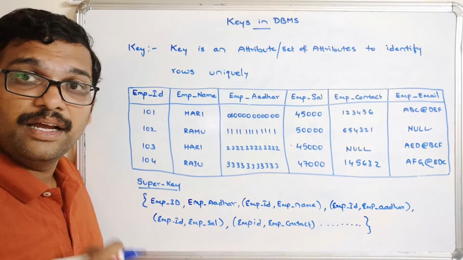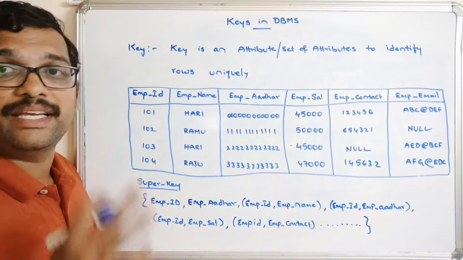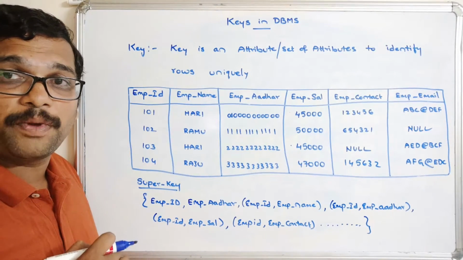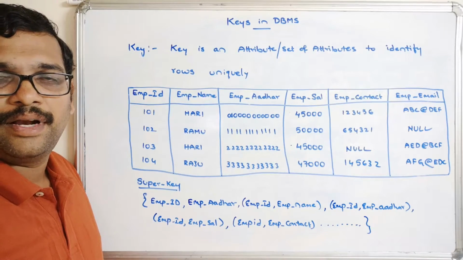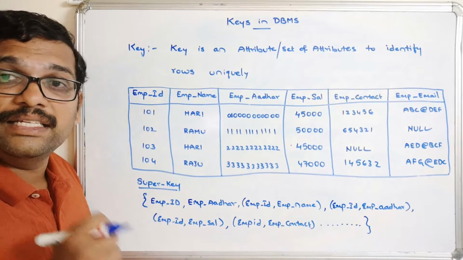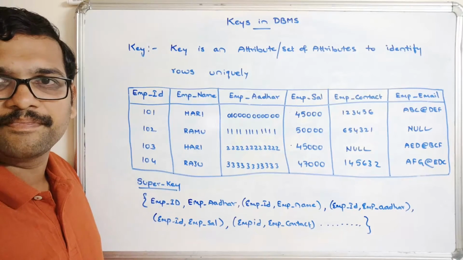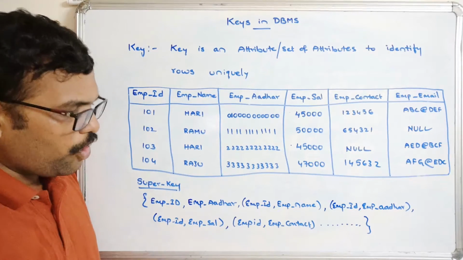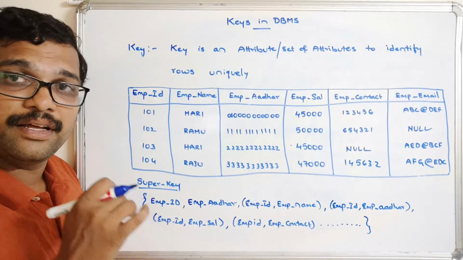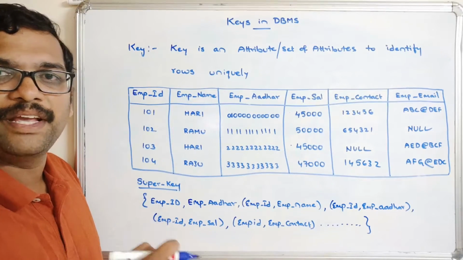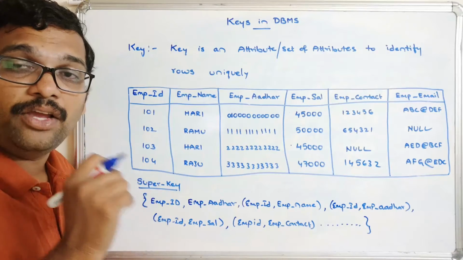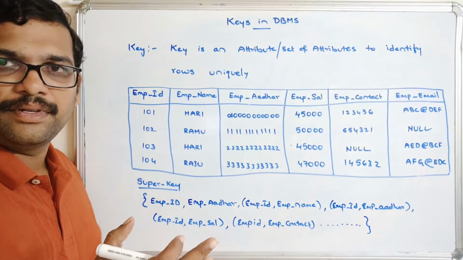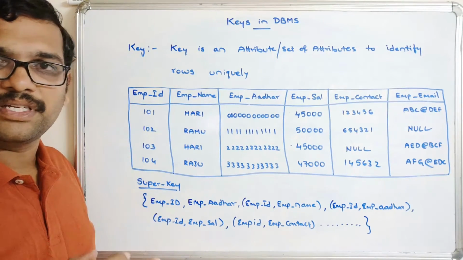So that means it is a superset of all the keys. From this super key, we will identify all the remaining keys. So that's why super key is a superset of all the keys. All the combinations to identify the rows uniquely come under this super key. It can be a single key or a set of keys.